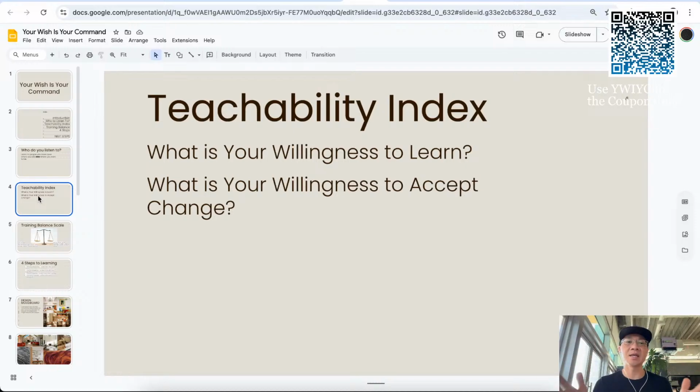There are 30 days out of the month, and how many of those days are you willing to actually put in the work to read that book, listen to that audio, or attend that conference online or offline? So if you're only doing 10 out of 30, right? So that's only 33%, right? And your willingness to learn is really 3 out of 10. Now, what is your willingness to accept change? That's also an important lesson.